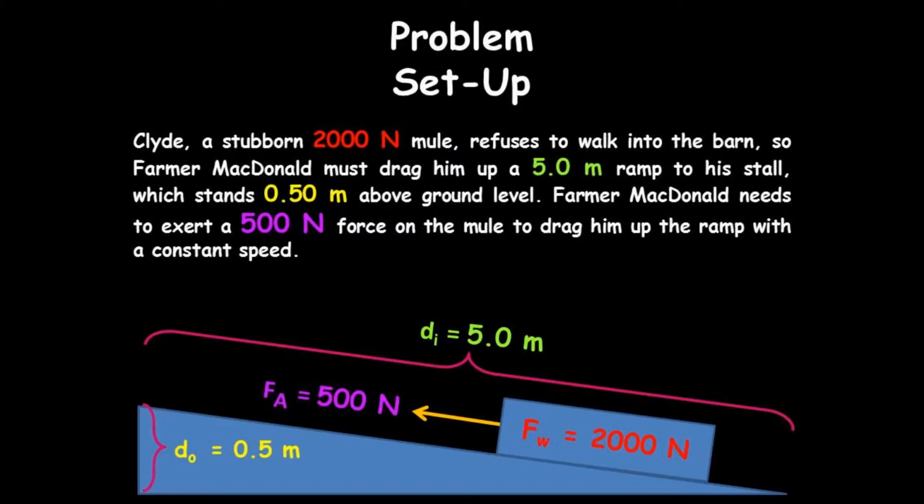Farmer McDonald needs to exert 500 Newton force on the mule to drag him up the ramp with a constant speed. So that's going to be the applied force. Farmer McDonald is going to apply a force of 500 newtons to a weight of 2,000 newtons. A distance of 5 meters is DI, and that's going to end up 0.5 meters above where you started, which is DO.